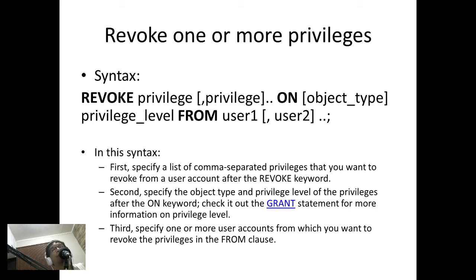When you say privileges, you may specify the name of the database, the name of the table, or global objects. Check out the grant statement for more information on privilege level. We have actually done that a while ago. Third, specify one or more user accounts from which you want to revoke the privileges in the from clause. So there are three keywords: revoke, after revoke the privileges, on, then the object name, from, and then the users.